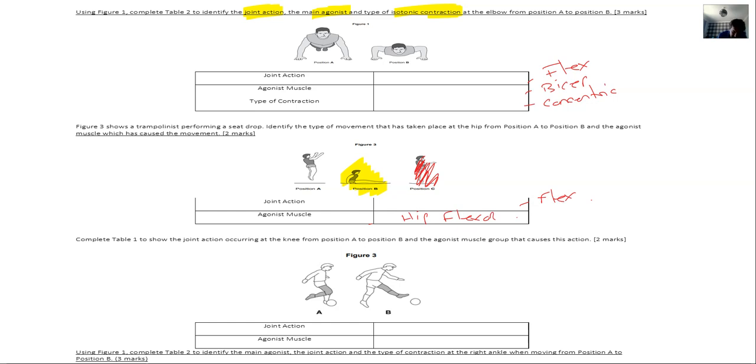And then that last question, just get my highlighter back up. So we're looking at the knee from position A to position B. So this is the movement we're worried about. It's the only one we've got to think about here. What's the agonist muscle of that joint action? So work out the movement. Remember, joint action means type of movement. So it's clearly going from flexion to extension at the knee. I'm just going to put extension. And then our agonist muscle, when we extend out, is going to be our quads.